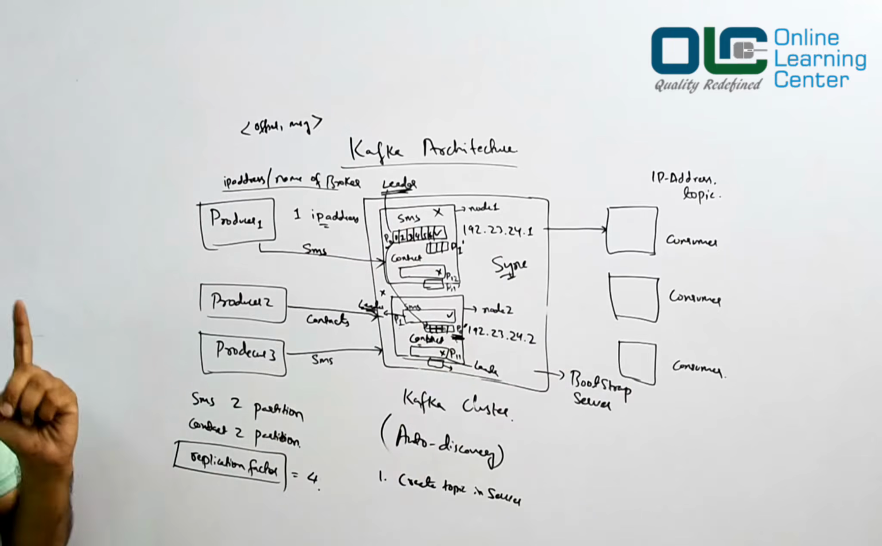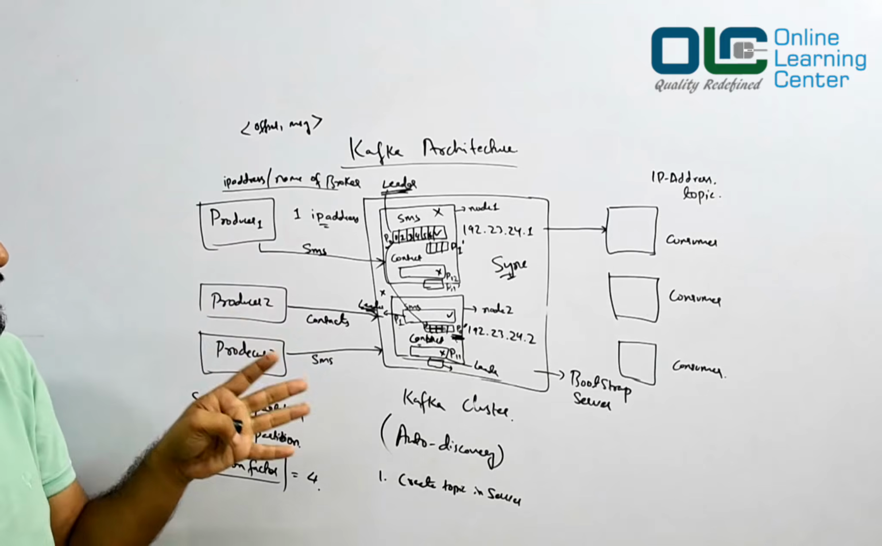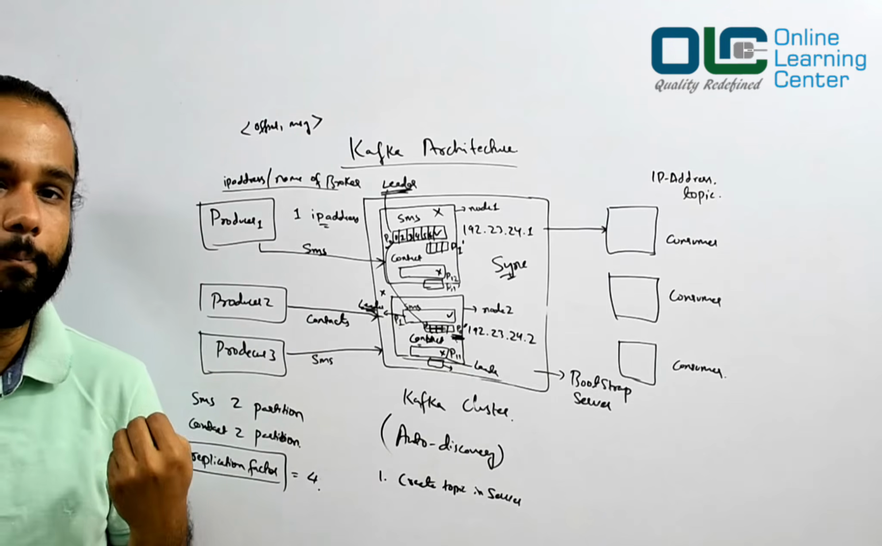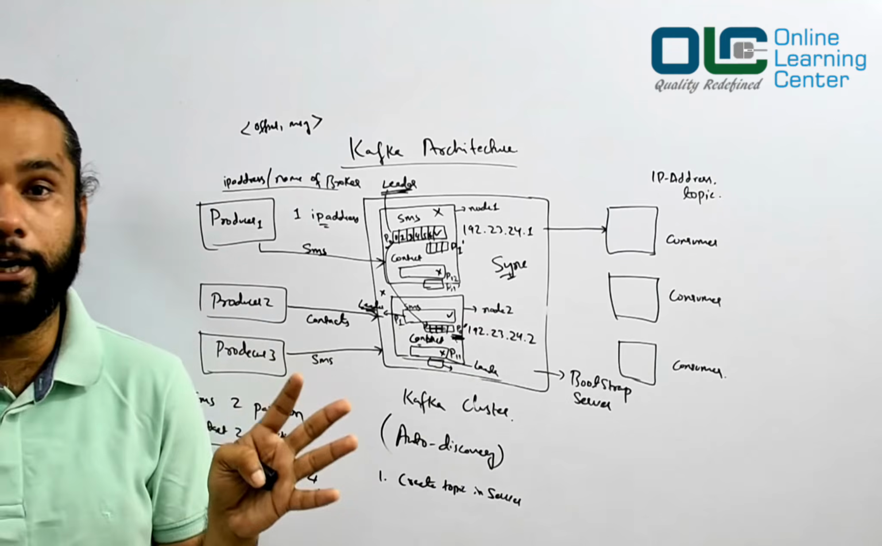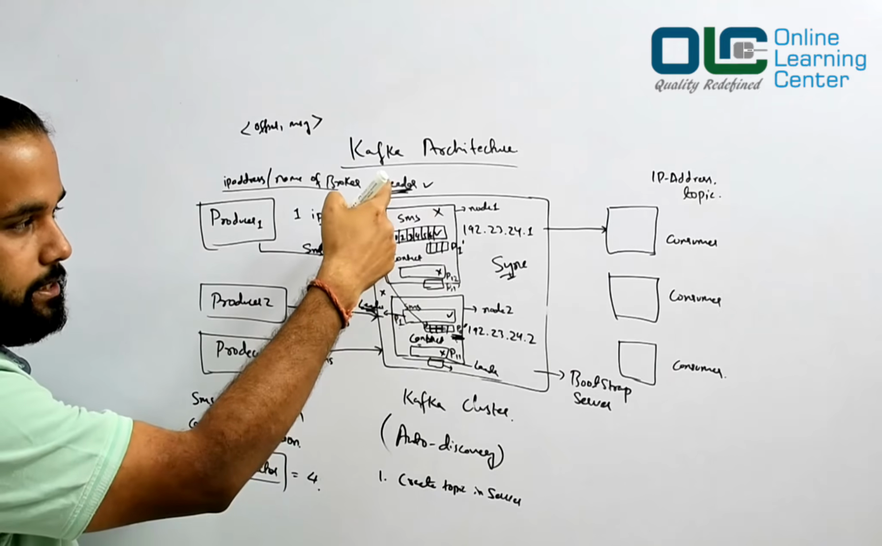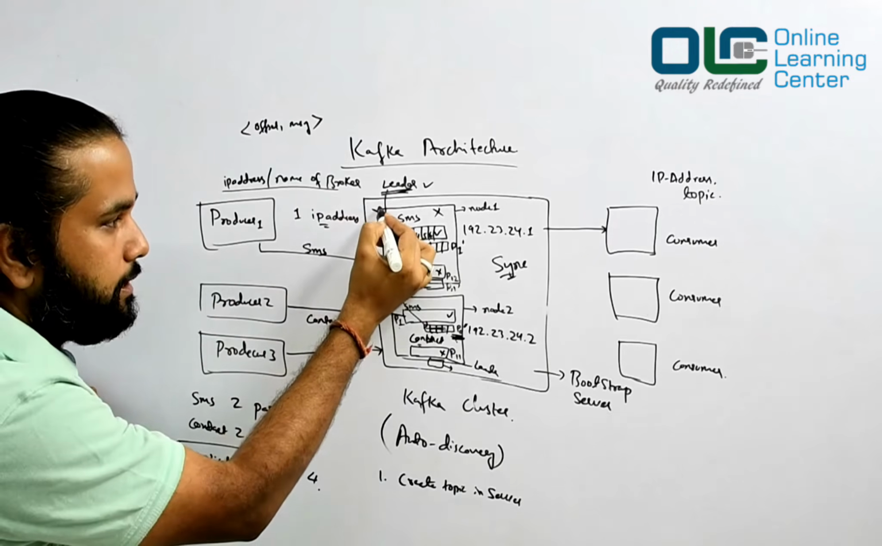Now one thing I want you to understand: let us assume when we started this server, we started creating the topic and partitions and all, and we started writing the data into it. Let's say this is the leader partition, and after some time, this machine went down.